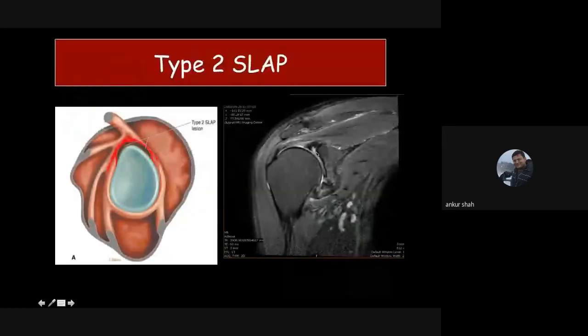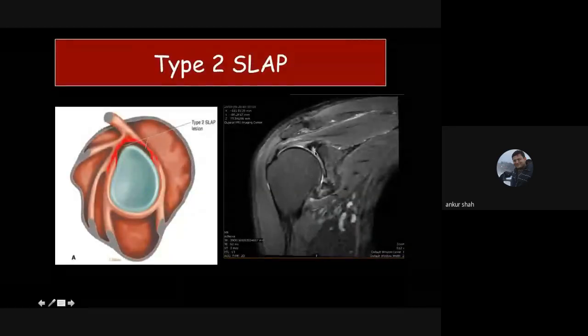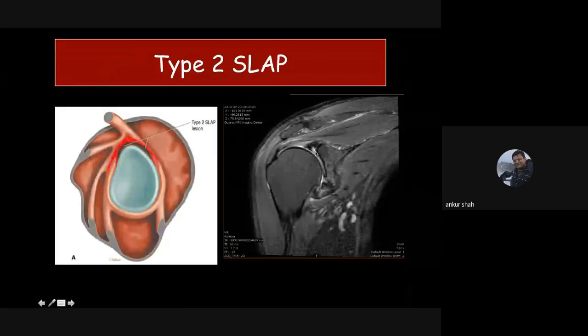So you can see, this is the type 2 SLAP tear. There are type 1 to type 10 different types of SLAP tears, but practically they are not very important. We don't even mention every time whether this is a type 2 or type 3 SLAP tear. The more important thing for the surgeon is to know the extent of the tear. It is extending from which o'clock to which o'clock position.